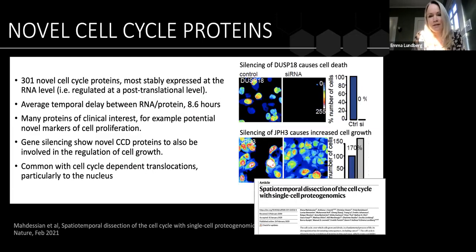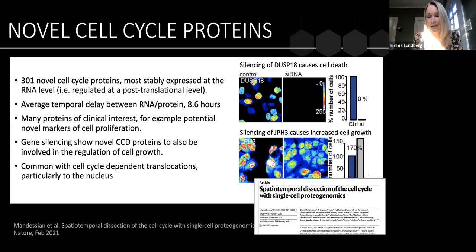But we also did, for a handful of examples, some knockdown and gene silencing experiments to show that these non-transcriptionally regulated new cell cycle proteins can also influence cell growth. And that's actually the case as shown here for DUSP18 and JPH3. So there's many, this was a huge study and the paper is packed with the data. So this is a very short overview of it.